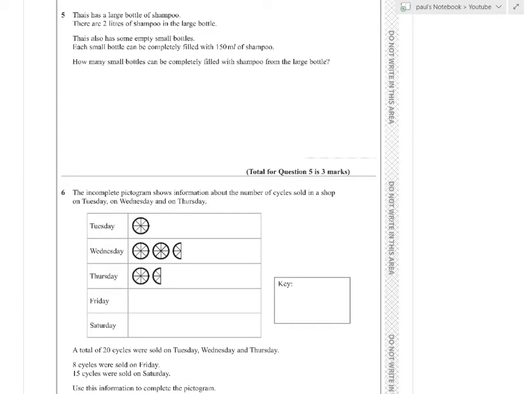Theus has a large bottle of shampoo. There are 2 litres of shampoo in the big bottle. He also has some empty small bottles. Each bottle can completely be filled with 150 ml. How many small bottles can he fill with a large bottle? So 2000 divided by 150, and we might have to round this down, is 13.3 recurring. Got to round it down to 13.